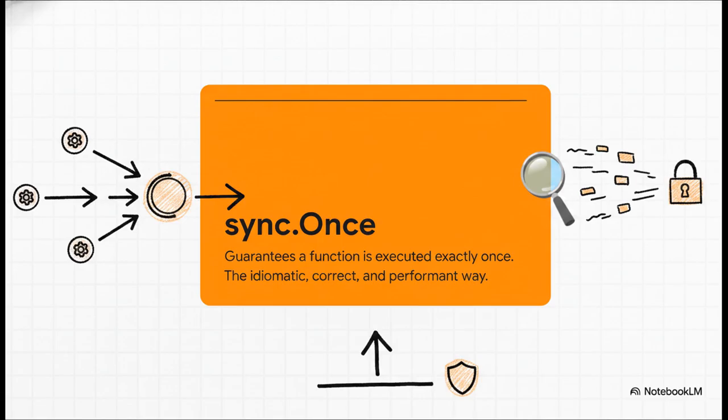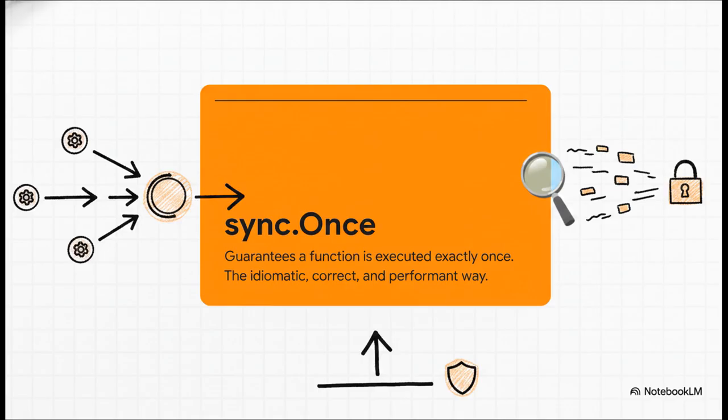Let's talk about sync.Once because it's the hero of this story. It's this awesome little primitive from Go's standard library, and it was purpose-built for this exact scenario. It gives you a rock-solid guarantee that the function you pass to it will run exactly one time. No matter how many Go routines are hammering on it simultaneously, it runs once.